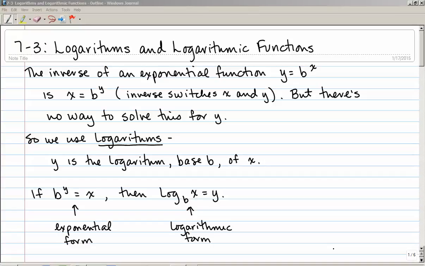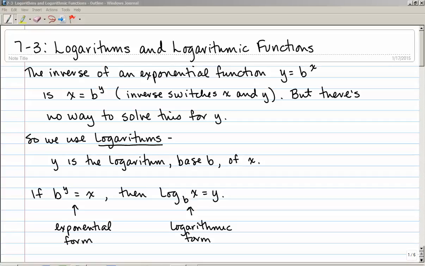Section 7.3 is on logarithms and logarithmic functions. The inverse of an exponential function, written as y equals b to the x, is x equals b to the y. Remember, this is your basic exponential function, y equals b to the x, but when we do the inverse, we switch our x and y. So switching x and y, I have x equals b raised to the power of y. But there's no way to solve this equation for y to get it into y equals form.